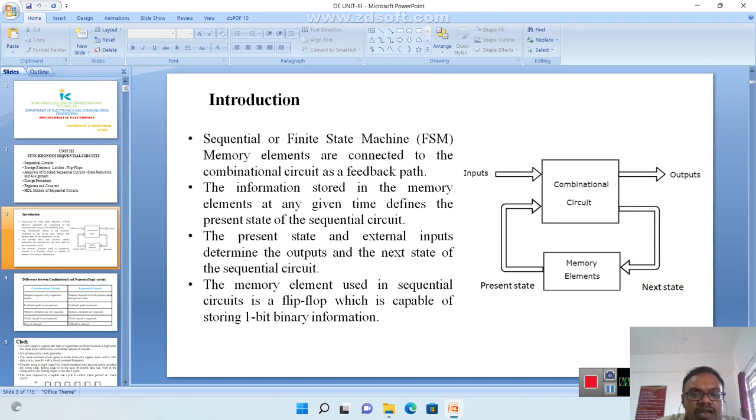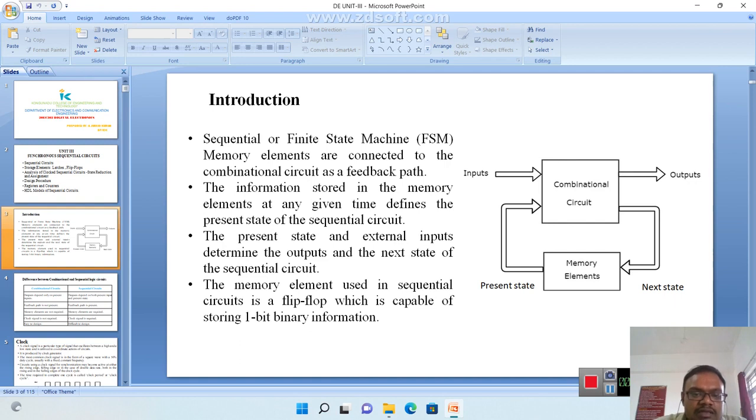The sequential circuit, or finite state machine (FSM): the memory elements are connected to the combinational circuit as a feedback path. What is a feedback? Any one of the outputs is connected to the input. That is called a feedback. You already studied this earlier. Whatever the output may be, that output is connected to the input of the given circuit. So that is called a feedback path. Once again, in the sequential circuit or finite state machine, the memory elements are connected to the combinational circuit as a feedback path.